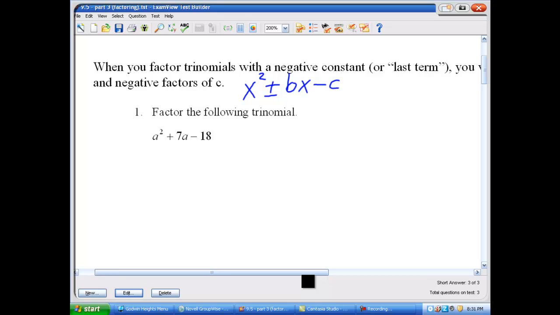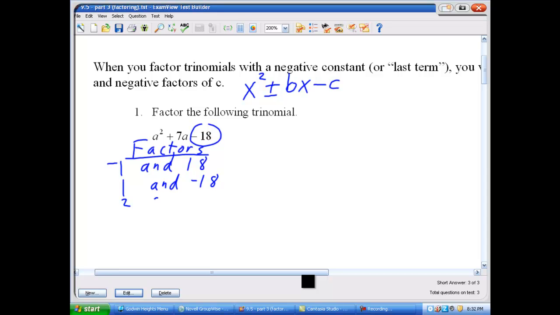As I look at the first example here, I have factored the following trinomial: a squared plus 7a minus 18. I want you to notice this minus here. What we need to do, as usual, is list all the factors of this last term. So that is 1 and 18. But as we notice, I have a negative there, so I need a negative for one of them, and then also the other one. In other words, I have negative 1 and 18, and I also have 1 and negative 18. I need to list both combinations.